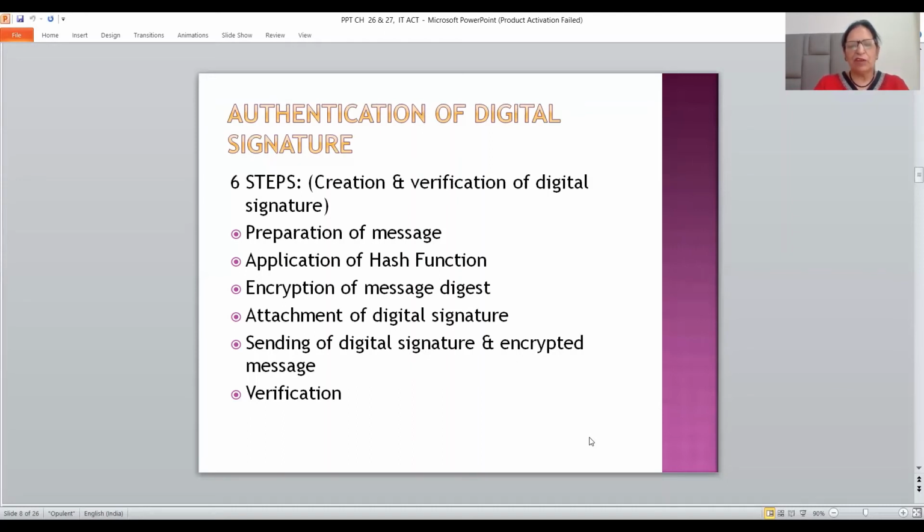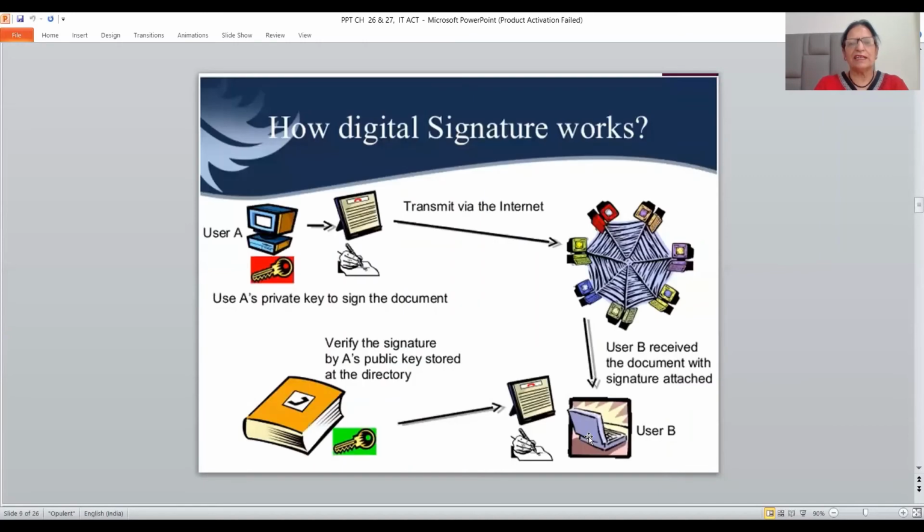So friends, you will have to explain the diagram also, the digital signature device, how a digital signature works. A is the sender here. Use A's private key to sign the document. Transmit via the internet. Verify the signature by A's public key. When signatures are verified, the public key of the sender is used, which is stored at the directory. User B receives the document with the signature attached.